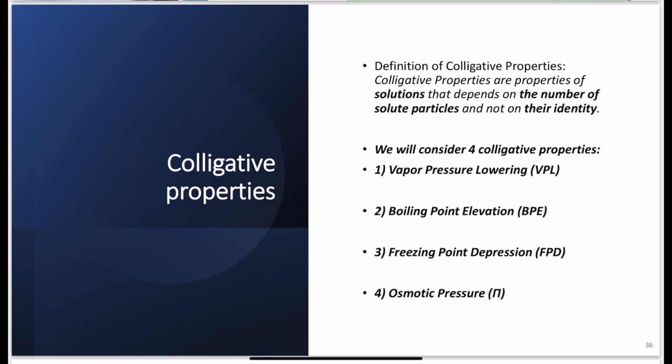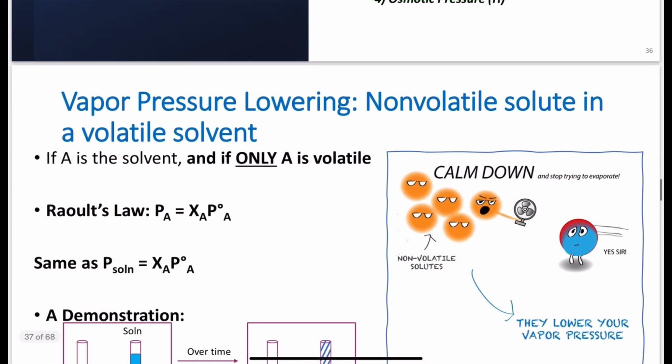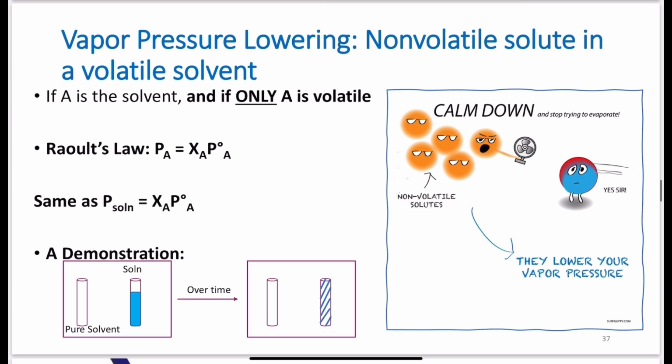We will consider 4 colligative properties. We're going to talk about vapor pressure lowering, boiling point elevation, freezing point depression, and osmotic pressure. But again, all of these things depend on how much of something is present, but not what is actually present. First up, let's talk about vapor pressure lowering.